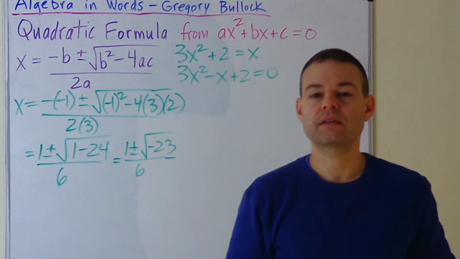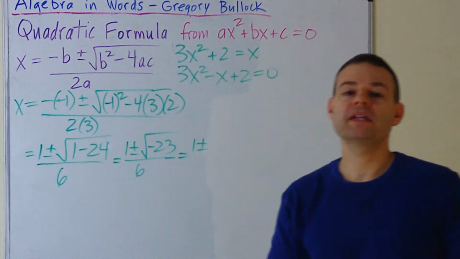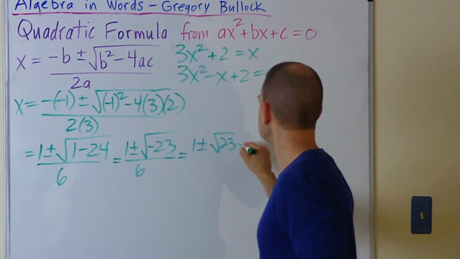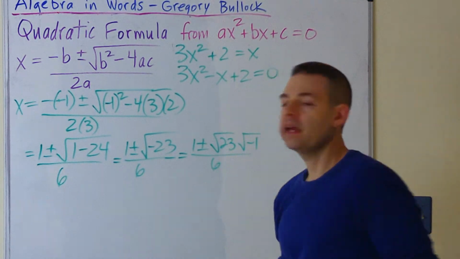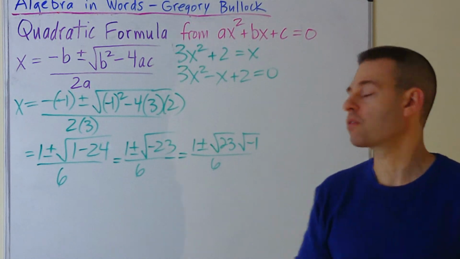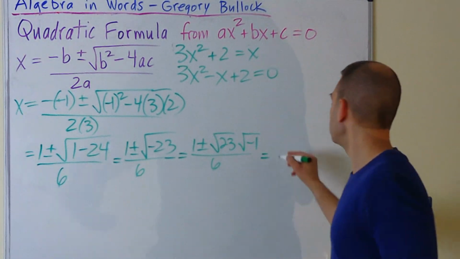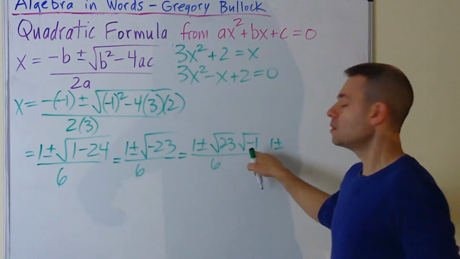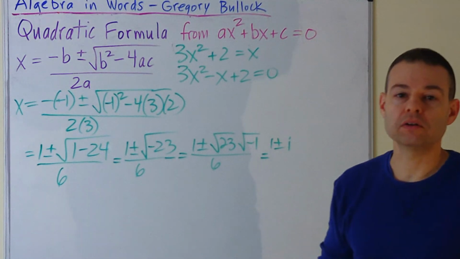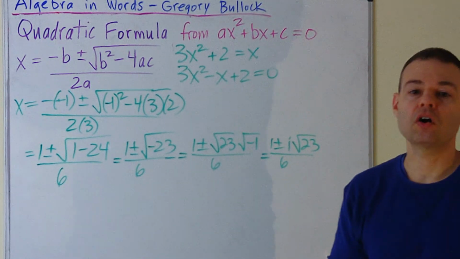And basically, there's one thing we can do to it. We can break it up into the square root of 23 and the square root of negative 1. And you may know by this point that you can skip that step and just make it i, the square root of 23. But regardless, I'm showing you all the steps. So this can become 1 plus or minus the square root of negative 1, which comes out as i in front of the radical, square root of 23. And that's all over 6.